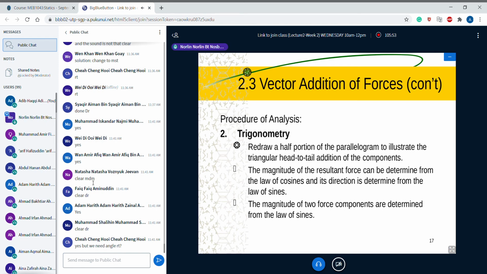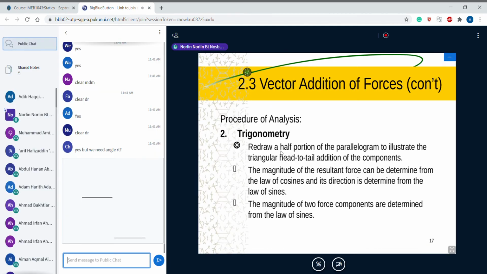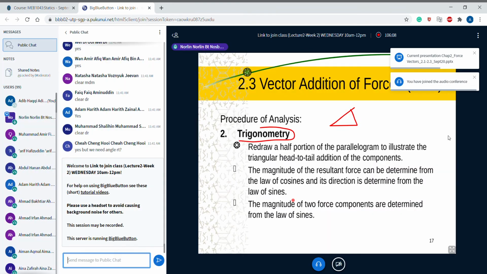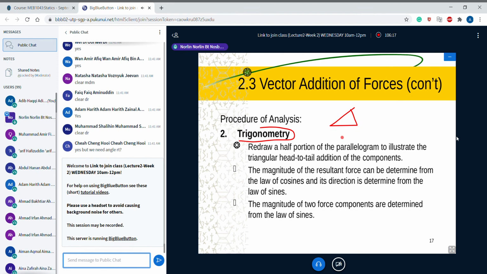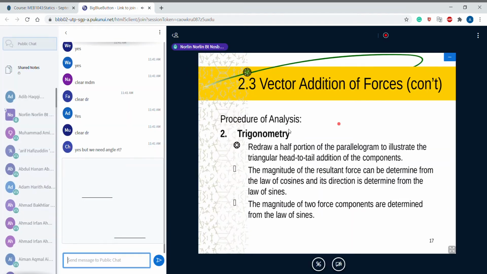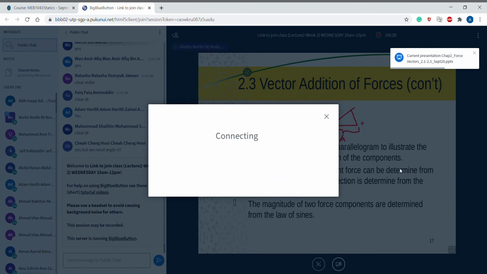Okay, now we look at the trigonometry law. First, you need to redraw a half portion because it is trigonometry. So make sure, of course, it will be a triangle, right? And then you can find the magnitude, for example this magnitude here, using the law of cosine. If you want to find the direction, right.